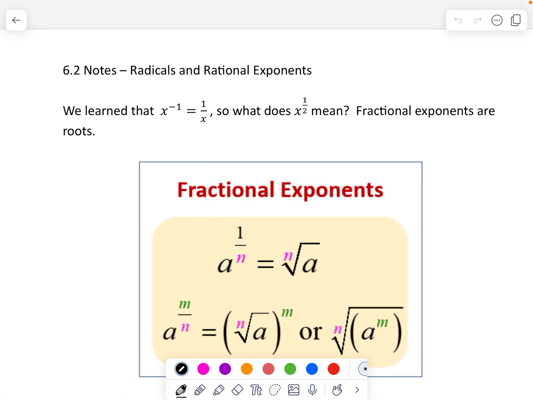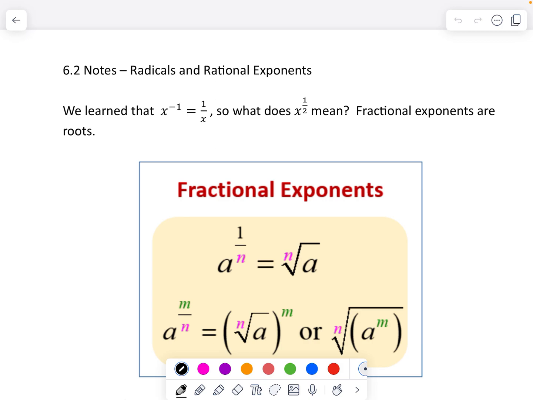Okay, well, just when you thought you were done with exponents, we're not. We learned all those exponent rules in 6.1. We know when we're multiplying with the same base, we add the exponents. When we're dividing with the same base, we subtract the exponents. We learned when we raise an exponent to an exponent with the parenthesis, we multiply them.